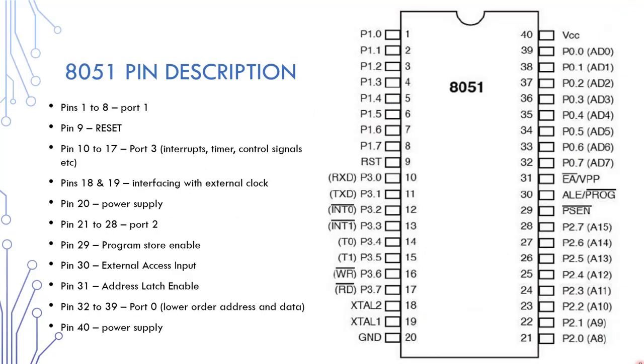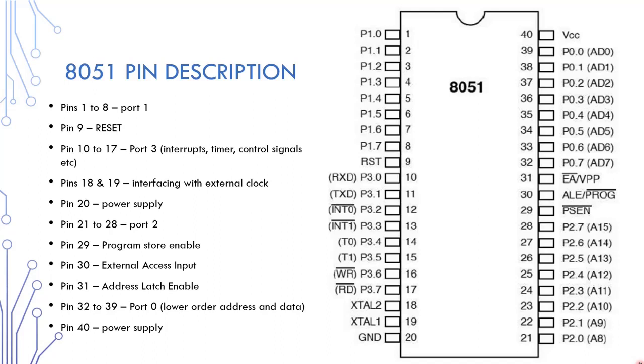This is the 8051 pin description. Pins 1 to 8 are known as port 1. This port does not serve any other function. It is an internally pulled up bidirectional input-output port. Pin 9 is the reset pin, which is used to reset the microcontroller to its initial values. Pins 10 to 17 are port 3. This port serves some functions like interrupts, timer input, control signals, and serial communication signals, RxD and TxD, etc.